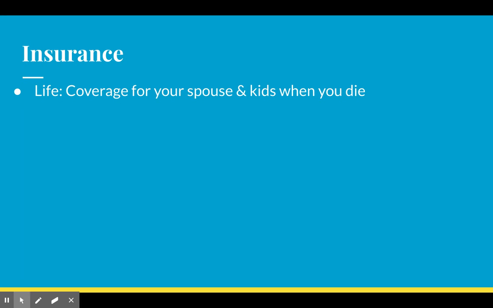You can set up term life insurance, or there's different kinds of life insurances. Term life insurance says for 5 years you're going to pay this amount of money, and if you die within that 5 years, we'll give you this amount of money.